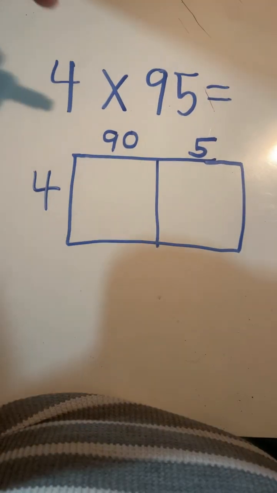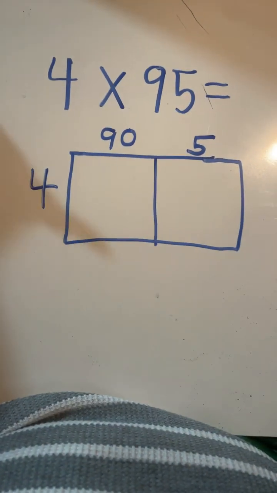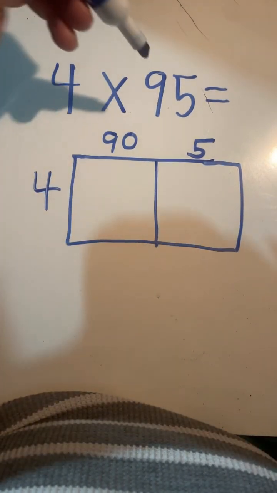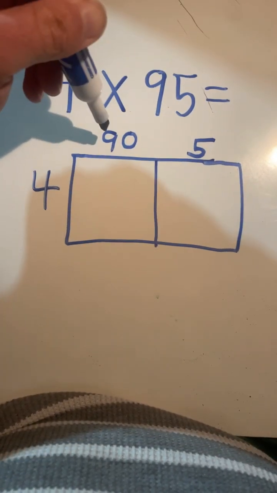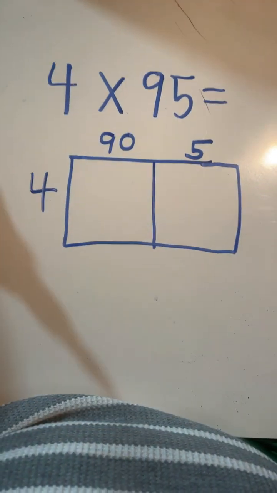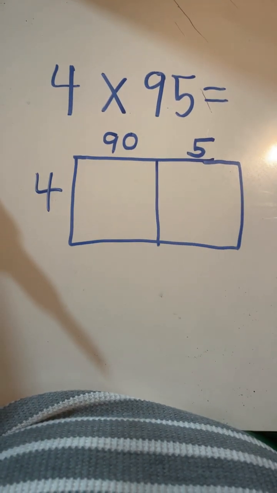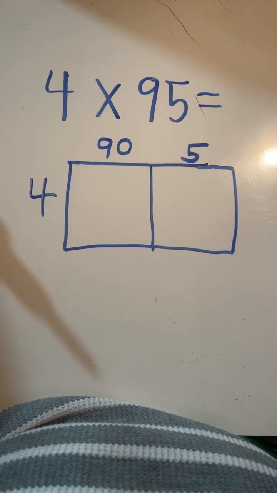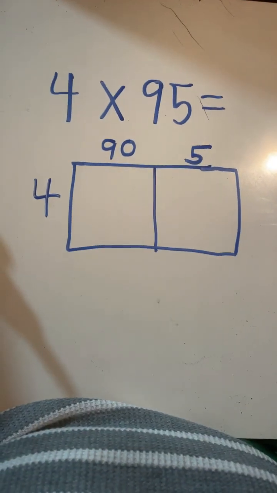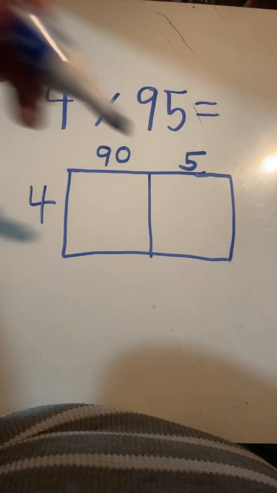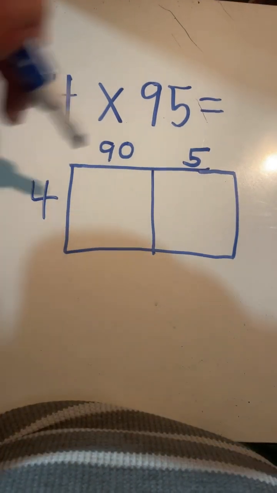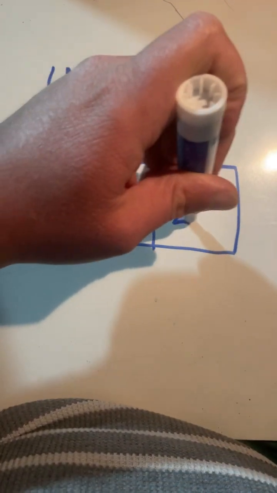Now, as you can see on the top of each box, I have the number 95 broken down into expanded form. The 9 tens have a value of 90. The 5 ones have a value of 5. So step 1, in this box, we are going to multiply 4 times 5, and we're going to put that answer in this square. 4 times 5 equals 20.